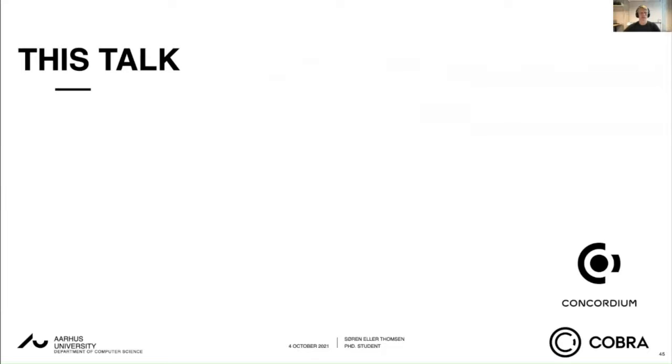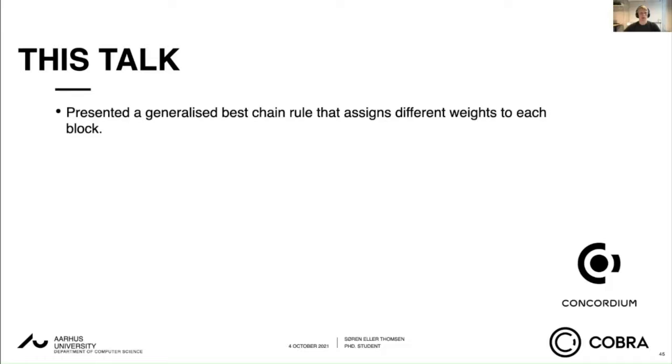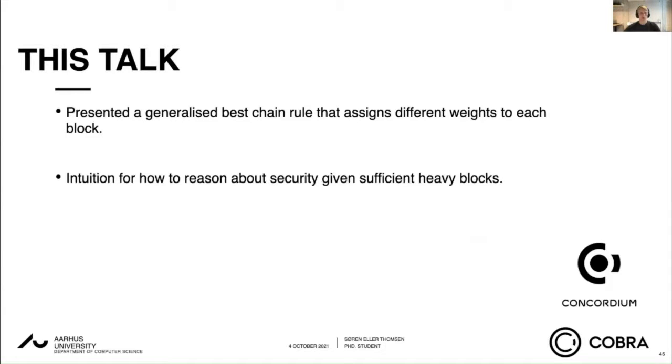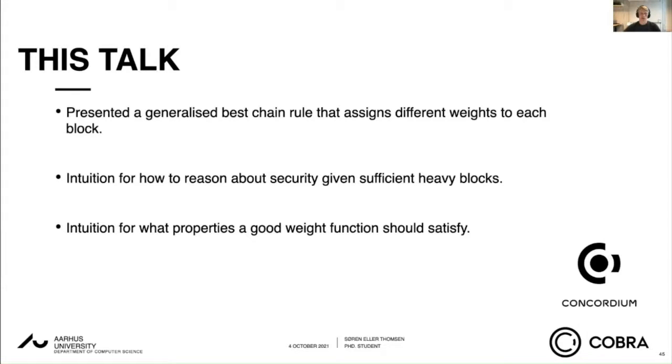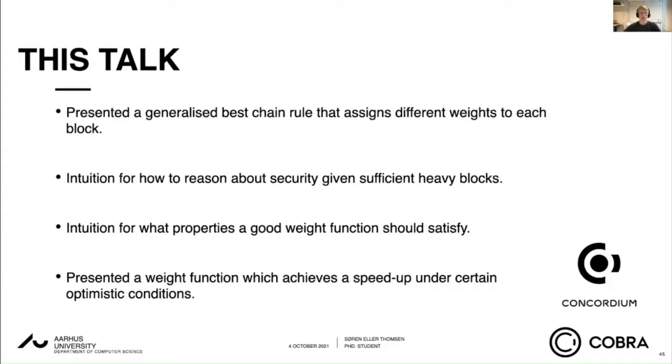To sum up, in this talk, I have presented a generalized best chain rule that assigns different weights to each block. I hope to have given some intuition for how to reason about security given sufficient heavy blocks. I hope to have given some intuition for what properties a good weight function should satisfy. And then I have presented a weight function which achieves a speed up under certain optimistic conditions.